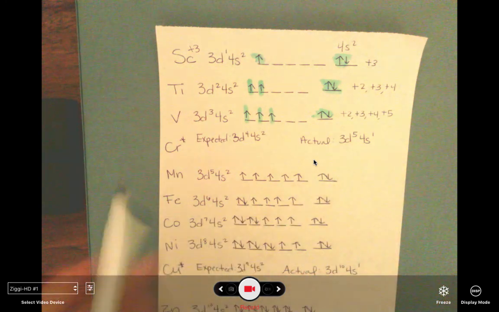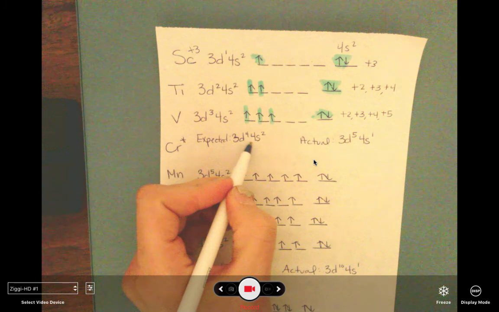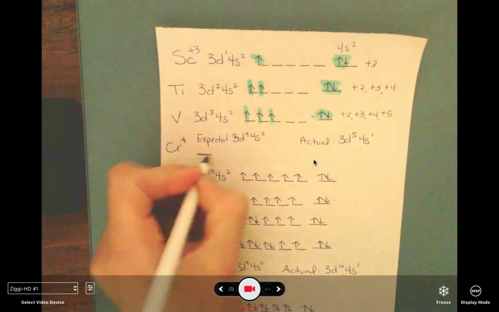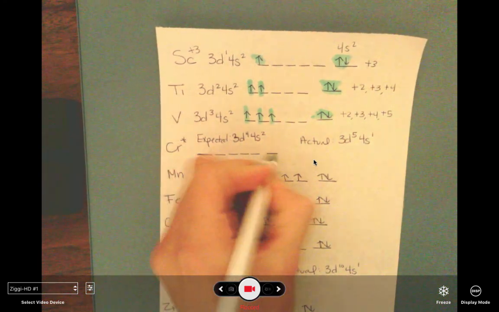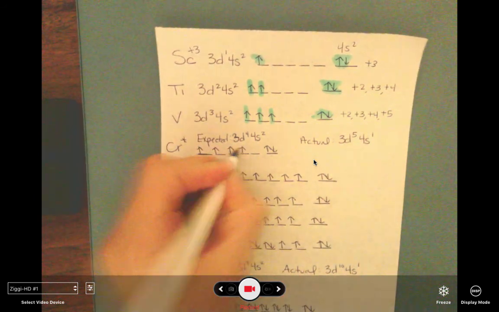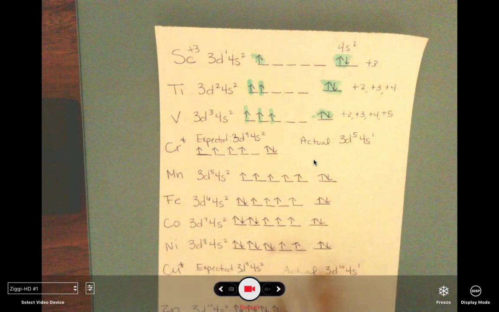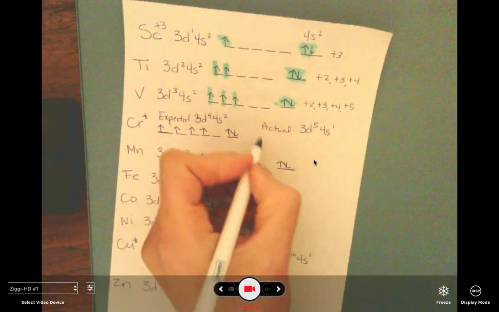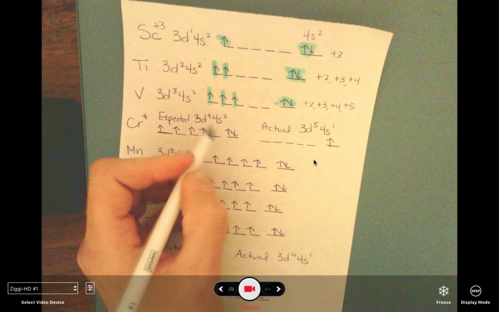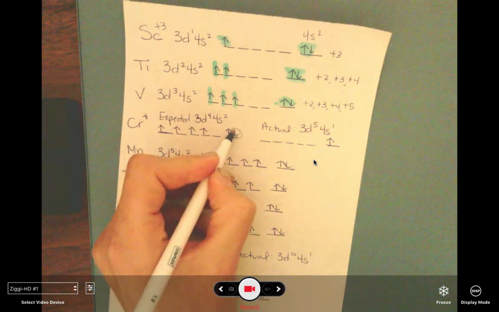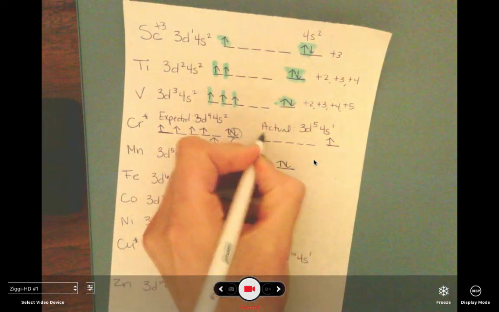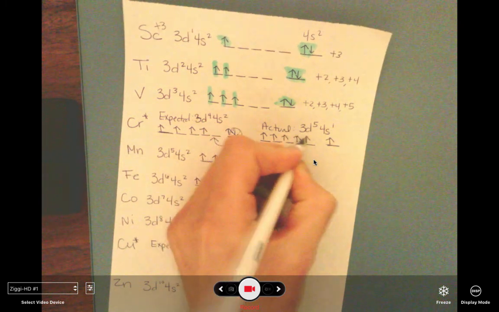Chromium's a little funky. You would expect chromium's electron configuration to be 4s2 3d4 because that comes after vanadium. So that would look like this. You have your 4s2 electrons over here, and then your 3d4 would be up, up, up, up. That's what you'd expect it to look like. That goes along with the trend. However, that's not what chromium's actual configuration looks like. It actually looks like this. It pulls an electron from the outer energy level, the 4s, to fill in that last lobe to end up with an electron configuration like this.